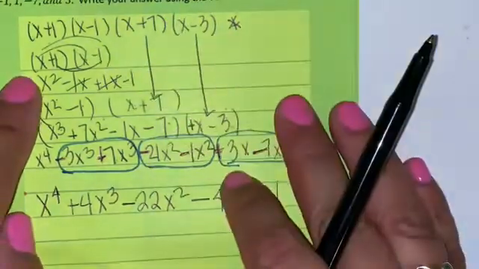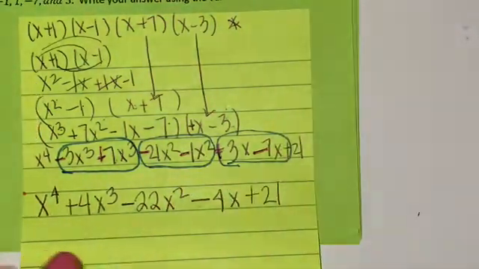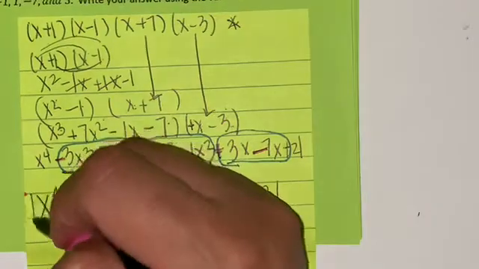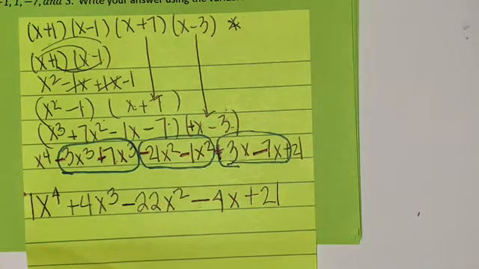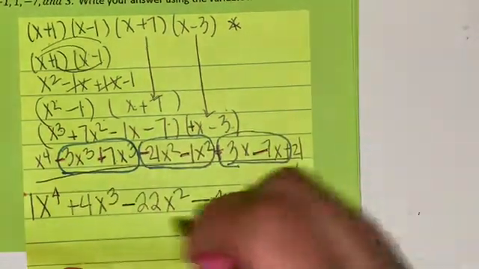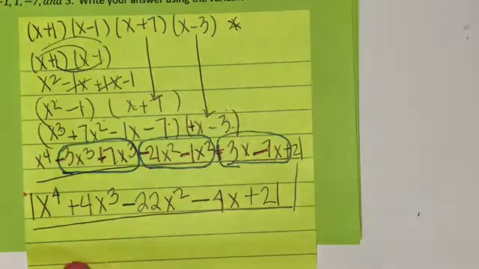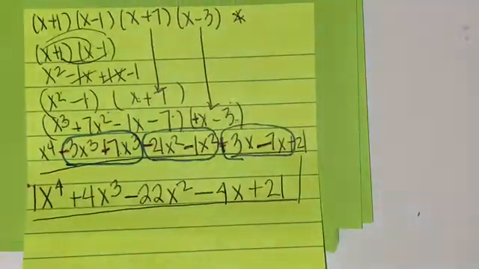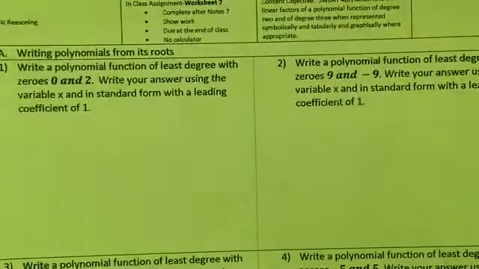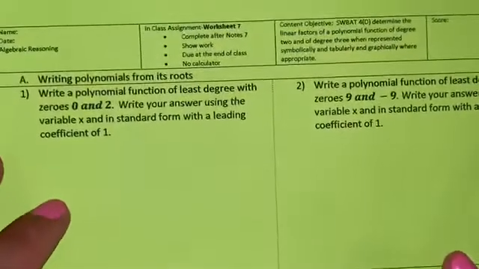So if we go back to the original problem, it says that your leading coefficient has to have a 1 in front of it. So I get 1x to the 4th plus 4x to the 3rd minus 22x squared minus 4x plus 21. This is your solution. And then I want to talk to you about the homework or the classwork. I have one in front of me. Okay, so let's look at the worksheet.